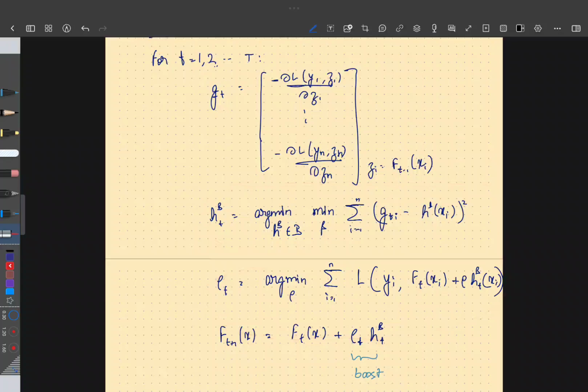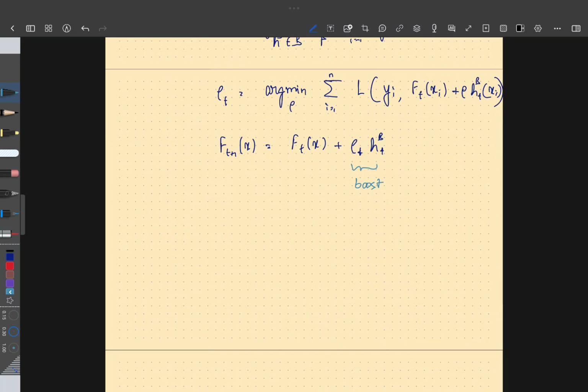Now there's another approach. Instead of doing gradient descent, if the loss function is twice differentiable, you can also use Newton's method. So you find the gradient and also the second derivative at each point, and then suitably modify this regression problem a little bit, and that leads to another algorithm called XGBoost, which is very widely used in practice today.